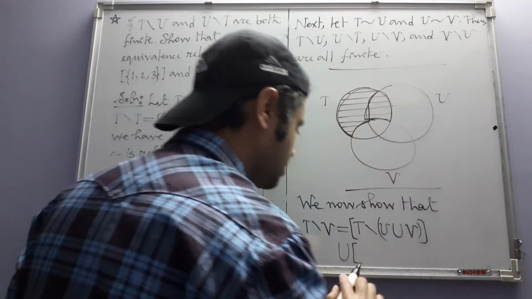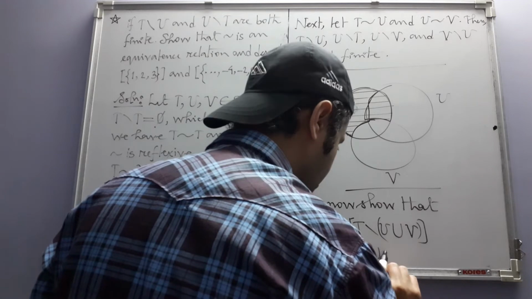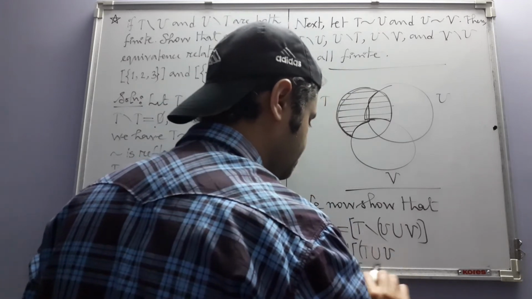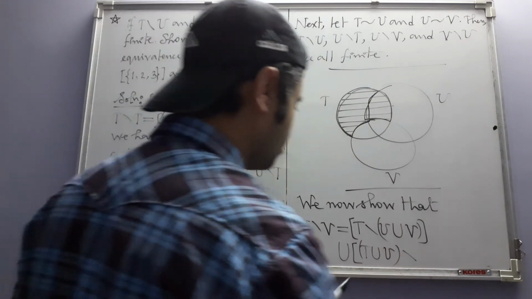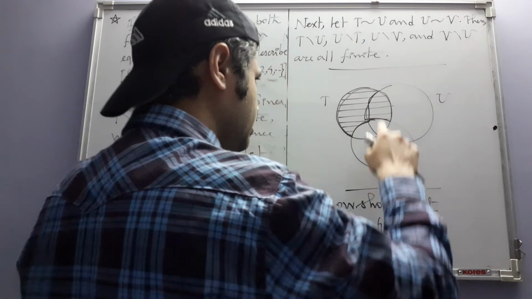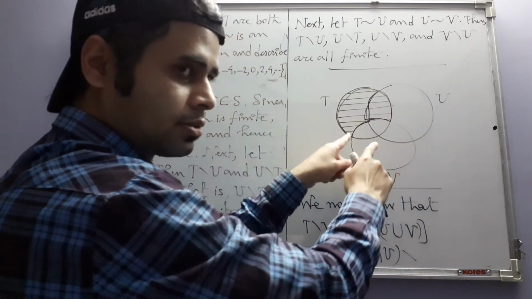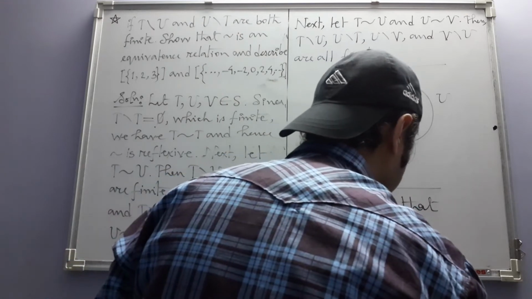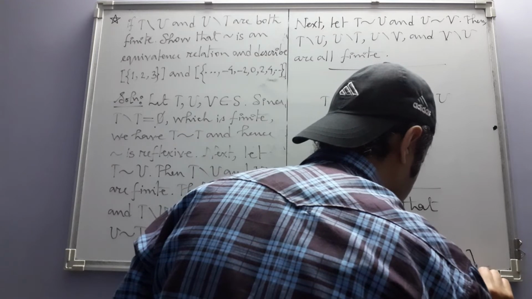this part which is obtained by, from T union U and subtracting, oh sorry, this is not union, this is intersection. T intersection U is this much. From that we are subtracting this. That means T intersection U intersection V.